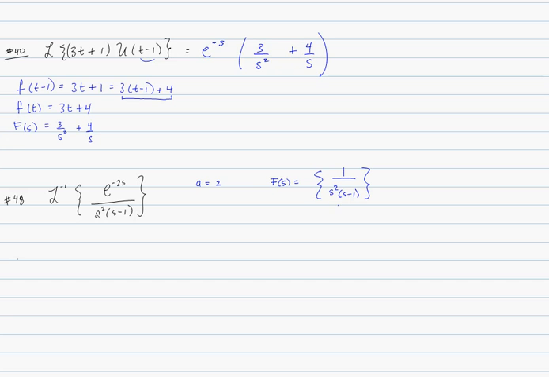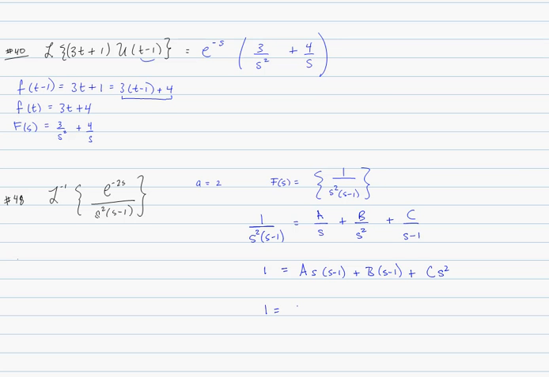Well, I need to find the inverse Laplace transform of this fraction here, and to do that I'm going to have to use partial fractions. So I know that I can rewrite this in this way: some constant over s plus another constant over s squared, and then another constant over s minus 1. If I do this, I get 1 is equal to a times s minus 1 plus b times s minus 1 plus c times s squared.